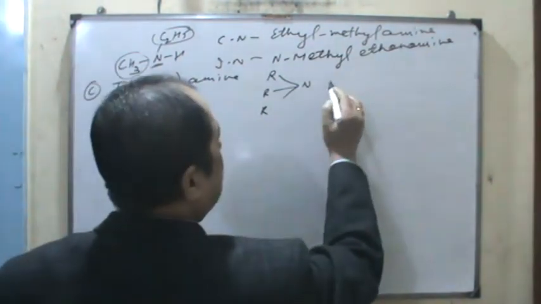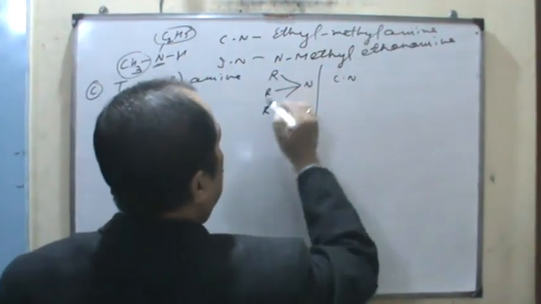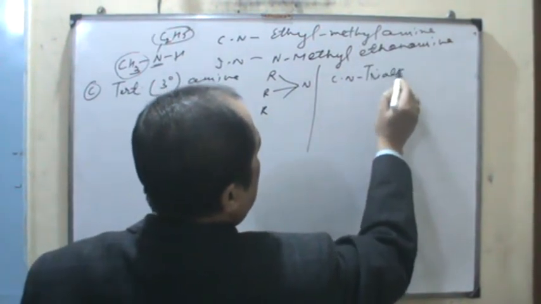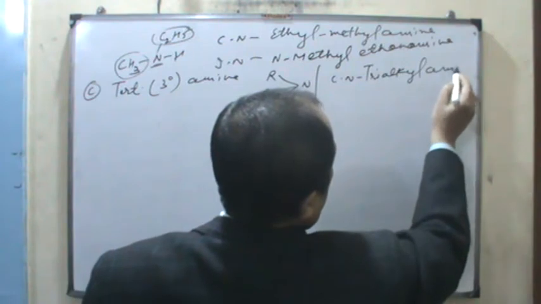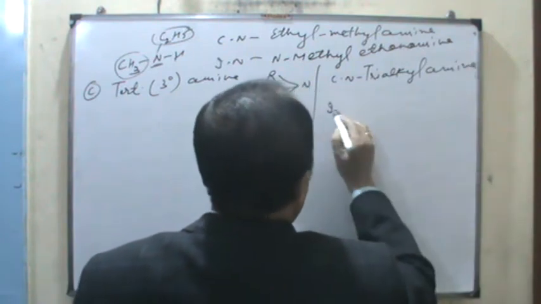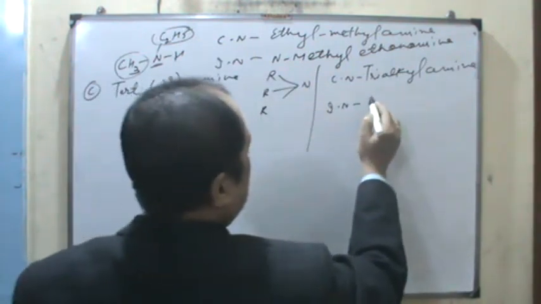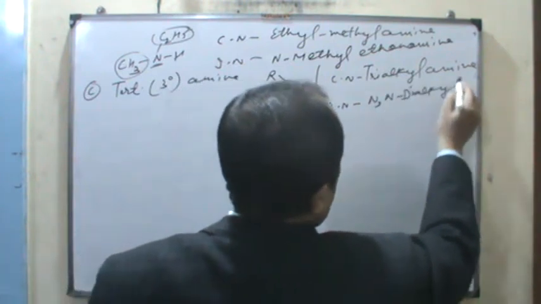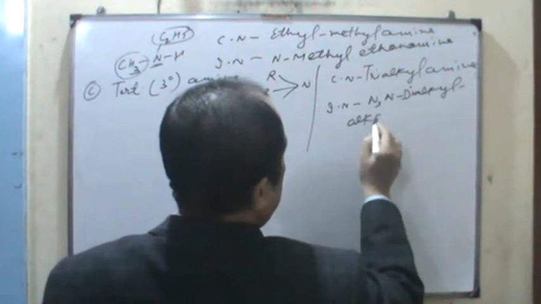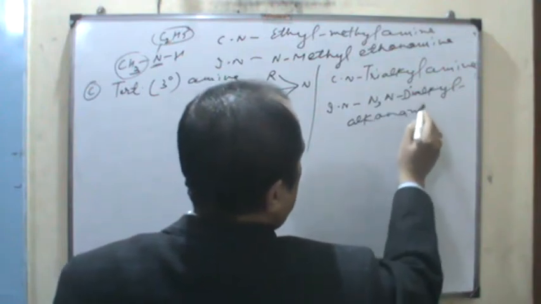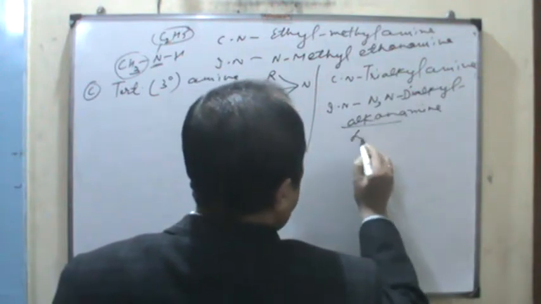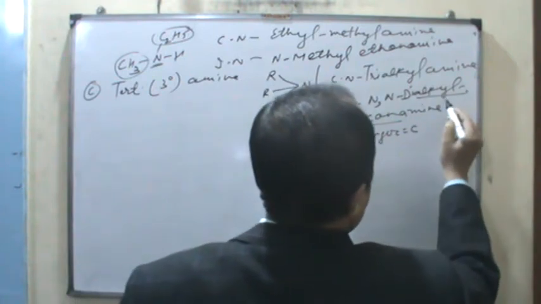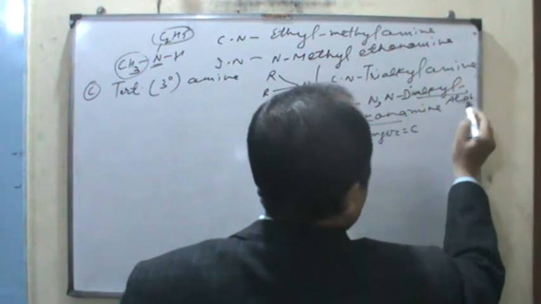So the common name is trialkylamine. So what is the IUPAC name? N,N-dialkyl alkanamine. Alkanamine is always the longer carbon chain, and the N,N-dialkyl groups are taken alphabetically.